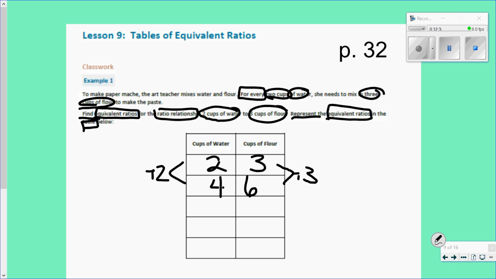So again, to show our work, we show that we're adding 2, adding 3, that's going to get me 6 and 9. Once you've shown your work twice, now you can just finish filling it out so we understand you've got this concept. Gives me 8 and 12. And 10 and 15.